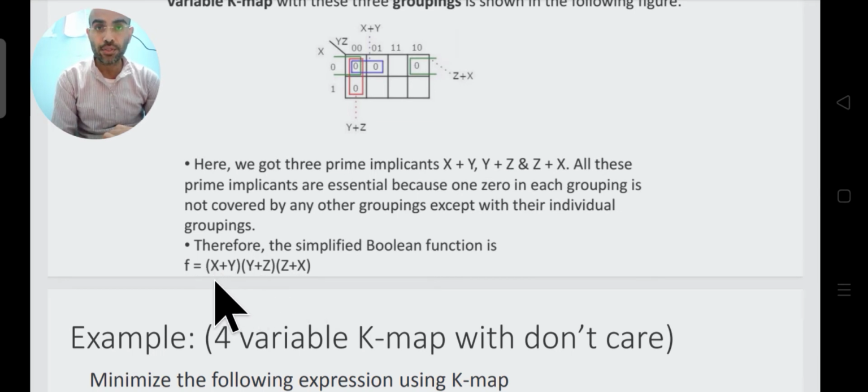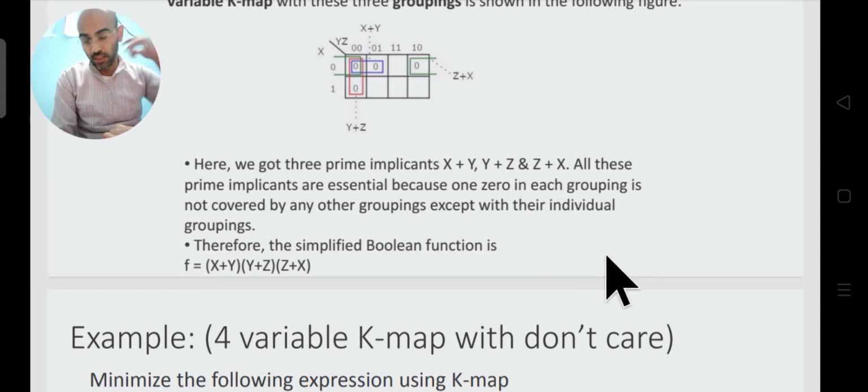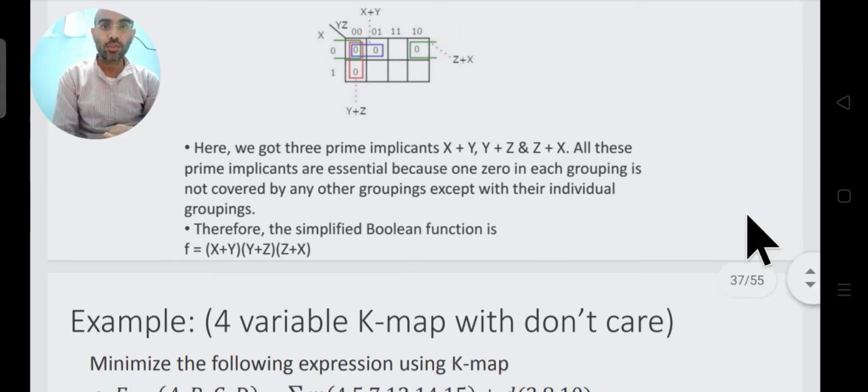The inputs to the AND gate will be these: X plus Y is the first input, Y plus Z will be the second input, and the third input to the AND gate will be Z plus X. Okay, so at the first level there will be three OR gates, two-input OR gates, I should say. And then at the second level there will be a three-input AND gate. Okay, so this is how you do it.